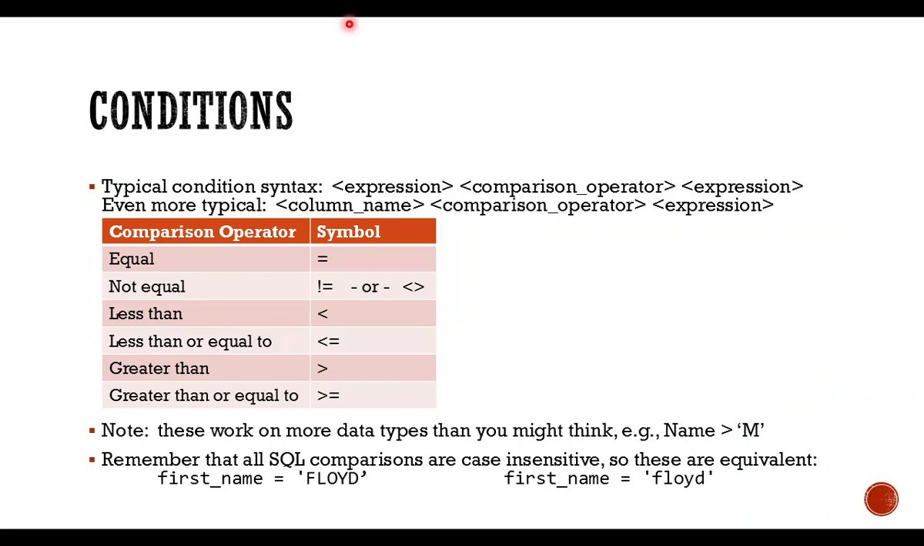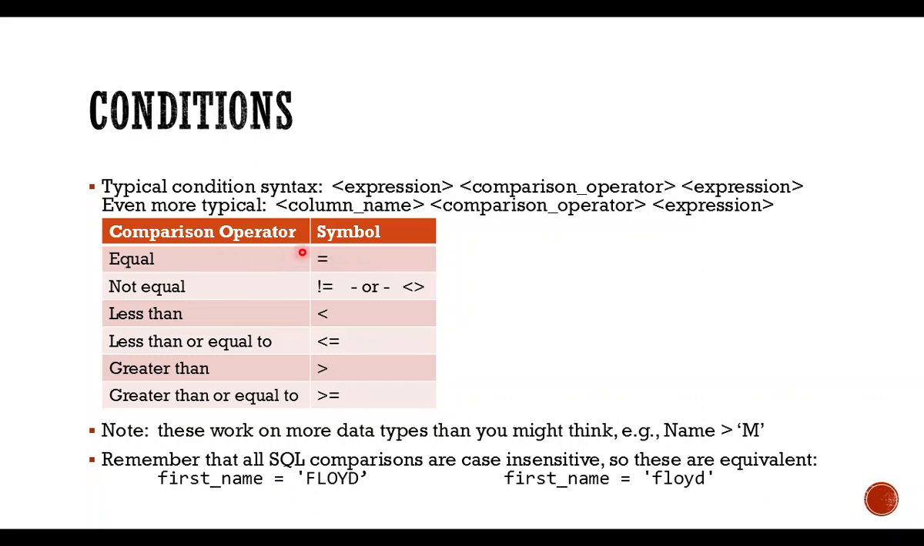To set up for that, let's first look at the different kinds of comparison operators that we have. When we're comparing things, we usually talk about an expression like a column name, then a comparison operator, and then another expression, which is a combination of things that SQL can interpret and turn into a result. These comparison operators are listed here for you.